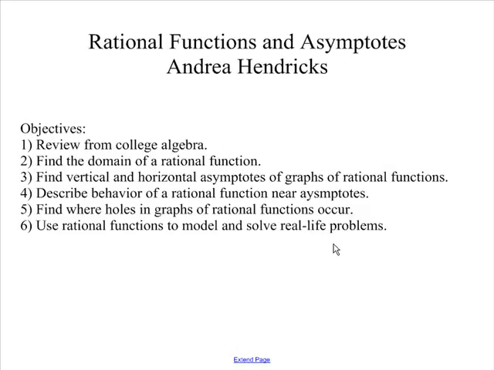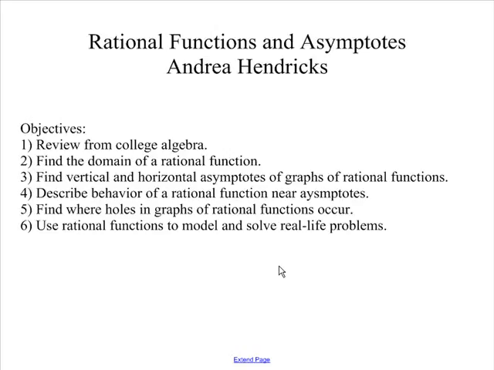The topic of this video lesson is rational functions and asymptotes, and we are going to begin with a review from college algebra and then talk about how to find the domain of a rational function, find the vertical and horizontal asymptotes of graphs of rational functions, describe the behavior near these asymptotes, find where holes in graphs of rational functions occur, and use rational functions to model and solve real-life problems.